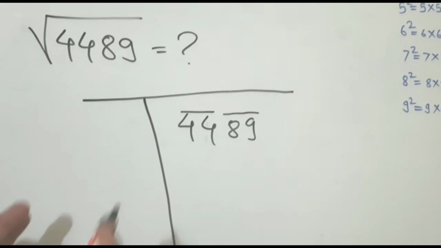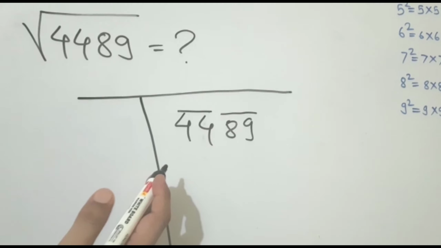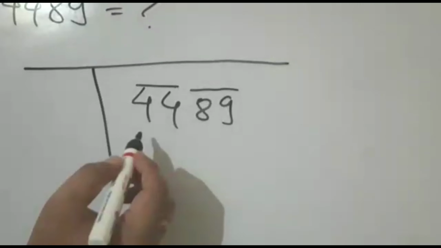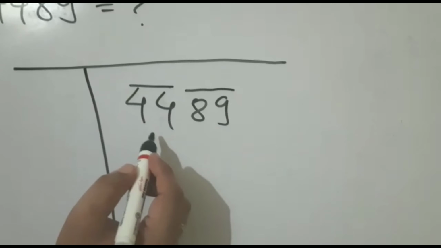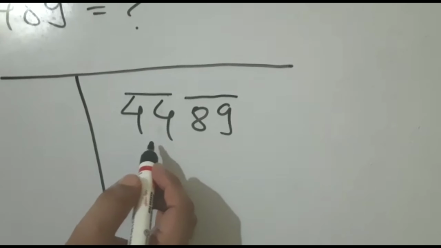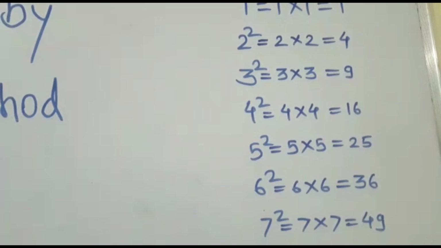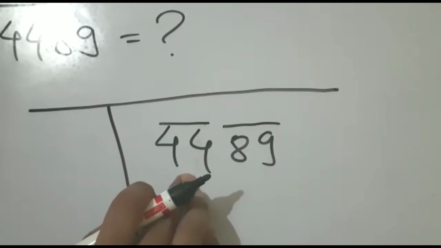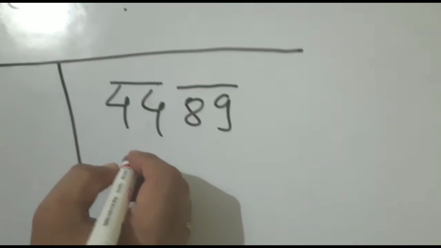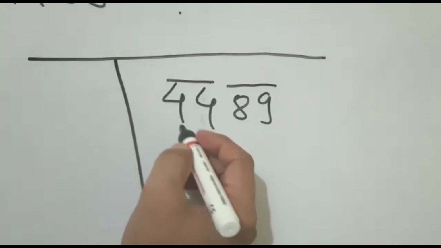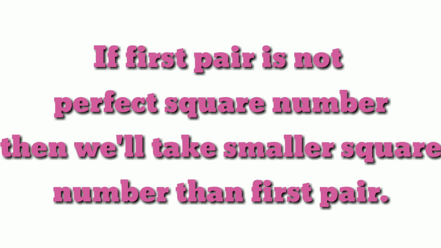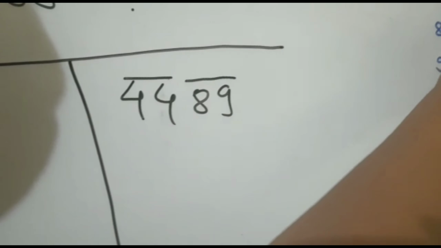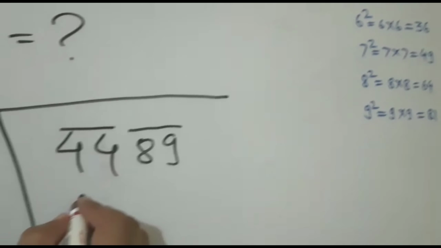Now look at this number 4489. There are two pairs of this number. Now look at the first pair. Is this a perfect square number or not? We know that the perfect square numbers are 1, 4, 9, 16, 25, 36, 49, 64, 81. So this is the first pair, 44. This is not a perfect square number. If the first pair is not a perfect square number, then we will take the smaller perfect square number than the first pair. Which is the smaller perfect square number? That is 36. Now take here 36.